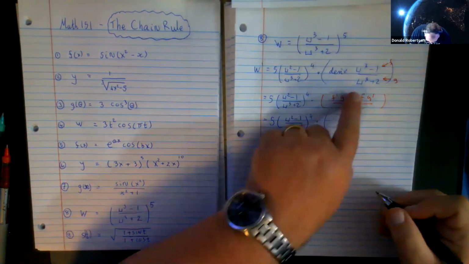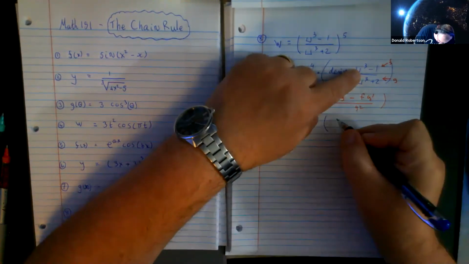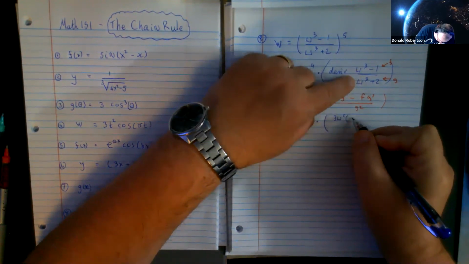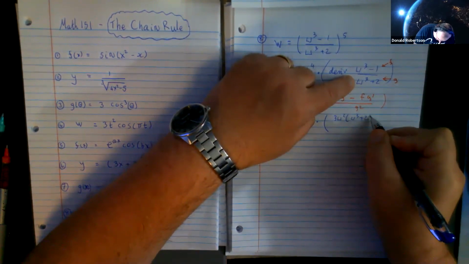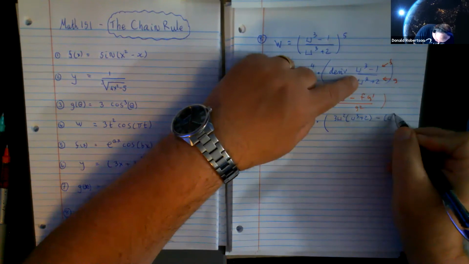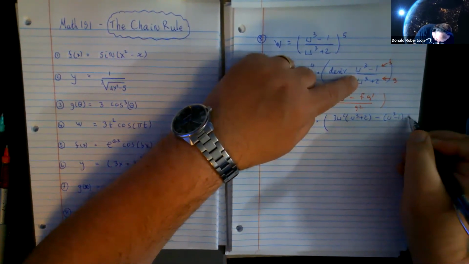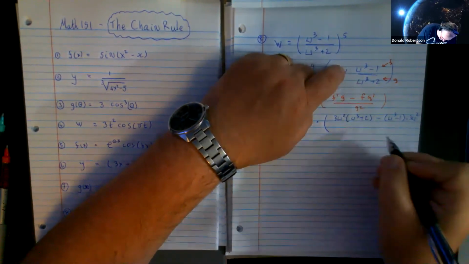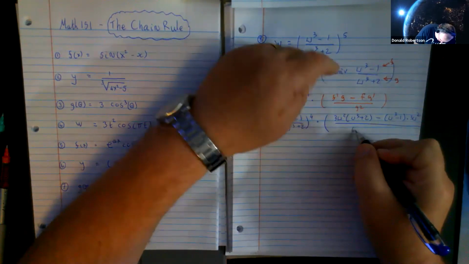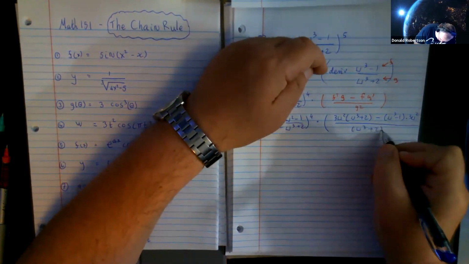Okay, back to this guy. If you differentiate the top, you get 3u squared. You leave the bottom alone. Take away, leave the top alone, and differentiate the g. All over u cubed plus 2 squared.